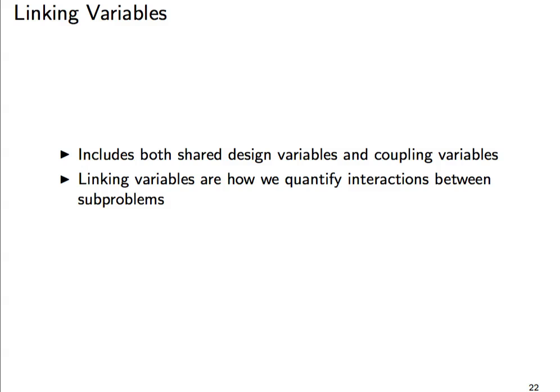Before we move on to the next example, I'd like to introduce an important term, linking variables. Shared design variables and coupling variables describe two different types of interactions between subsystems. Both of these types of variables are part of a larger classification of variables that we call linking variables. A linking variable links subproblems together, whether it is a design interaction or an analysis interaction. Linking variables are how we quantify system interactions in decomposition-based design optimization.